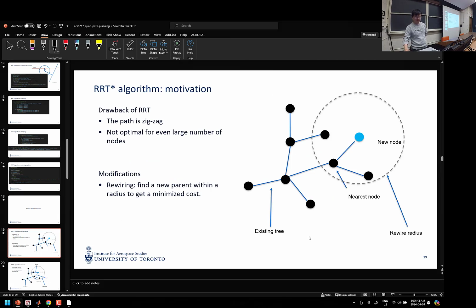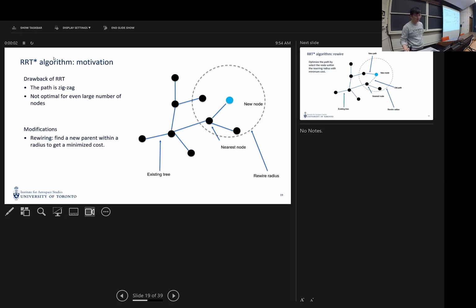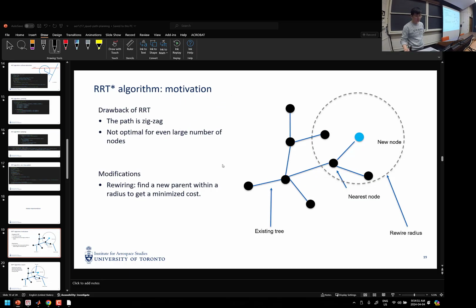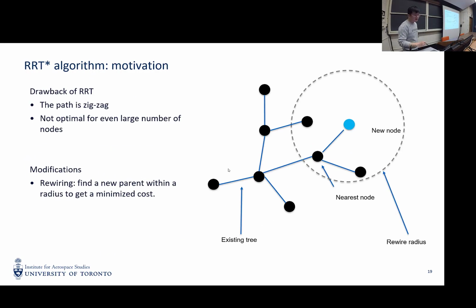The motivation is this. Because the path is zigzag, it sometimes causes issues for control; drones move back and forth quite a bit. So we prefer a smoother and more optimal path. The modification we make is some kind of rewiring. Based on the previous sample point in RRT, we define some radius, a parameter selected manually.